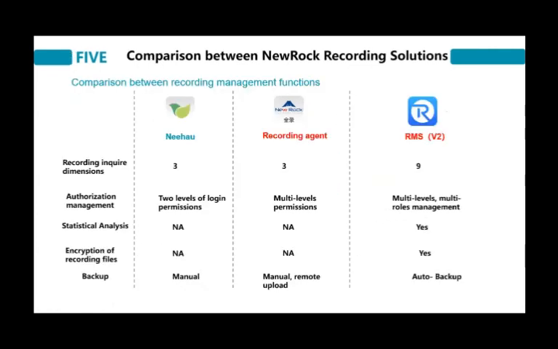Moreover, we have the comparison between recording management functions. So these are the dimensions here. Recording inquiry dimensions: 3, 3, and 9 for RMS. Authorization management has two levels, multi-levels, and of course multi-role management for RMS. As you can see, we can define the role for the admin, for the manager, for the boss, for the team leader, and for the staff.